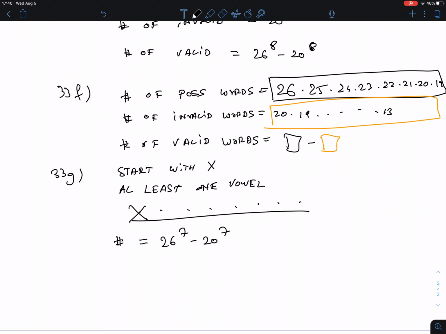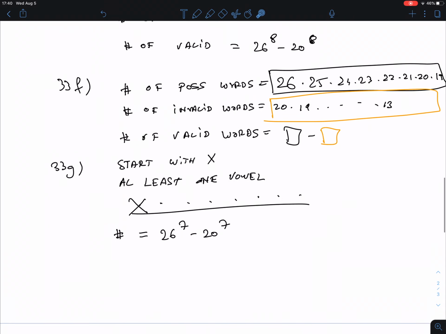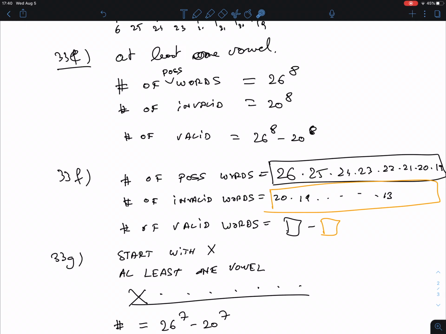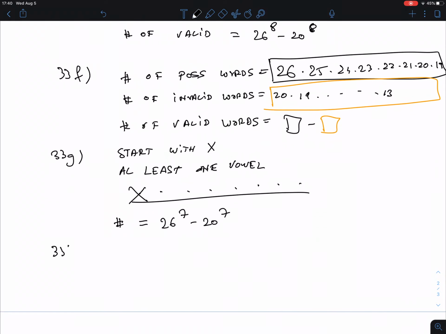Let's think about it, right? Because that's exactly the calculation I came up with here. The number of possible words: well, 8 spots, I can choose 26. Now we have only 7 spots, so 26 to the power 7. The ones that are invalid are the ones that do not contain a single vowel. That means each time I choose among these 20 non-vowels, consonants. There's only 7 spots, so that's 20 to the 7th. Okay, and then 33H, I hope that it is now clear. You do exactly the same here. We do the same thing we did here, except we do one less.